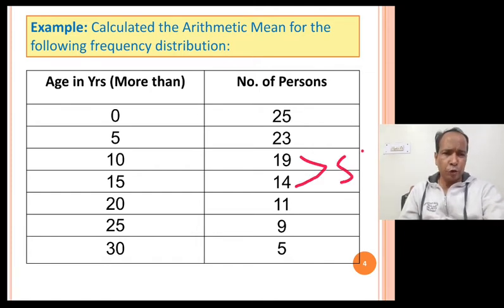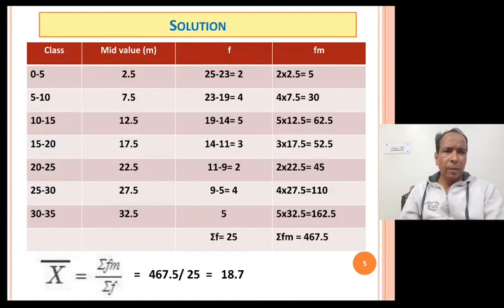Similarly, 15 to 20 means more than 15, 14, more than 20, 11. That means 14 minus 11, which gives you 3. Similarly, we will be calculating all the values for all the classes. That calculation is given over here before you: 0 to 5, 2. 5 to 10, 4. 10 to 15, 5. 15 to 20, 3. Right? So these are the frequencies we have calculated.